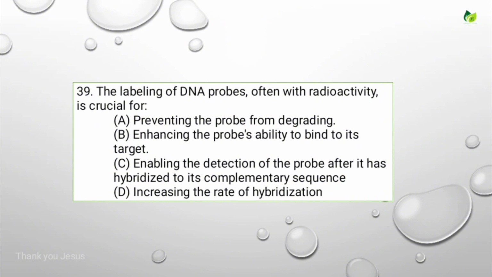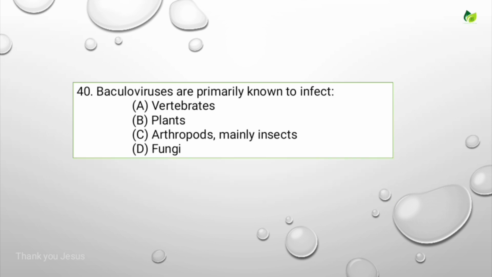The labeling of DNA probes, often with radioactivity, is crucial for, options are preventing the probe from degrading, enhancing the probe's ability to bind to its target, enabling the detection of a probe after it has hybridized to its complementary sequence, increasing the rate of hybridization. For this, the correct answer is enabling the detection of the probe after it has hybridized to its complementary sequence. Let's see the next question.